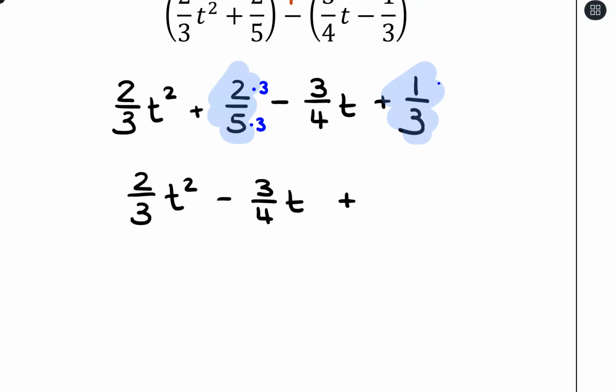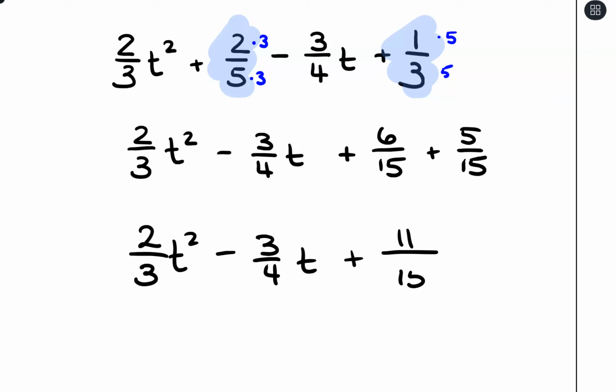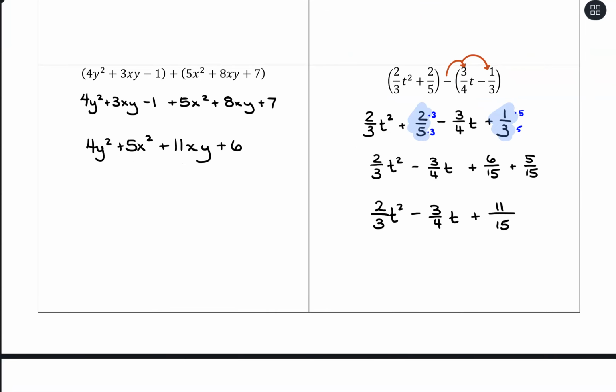So multiplying by 3/3 and 5/5, that'll give me a 6/15 plus 5/15. And to wrap it all up, I'll combine those fractions, plus 11/15. All right, so there's some examples of adding and subtracting polynomials.